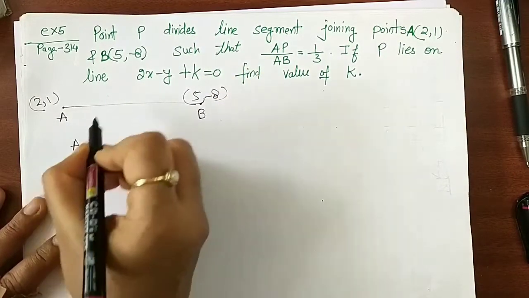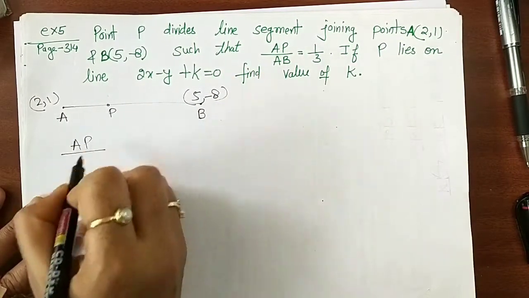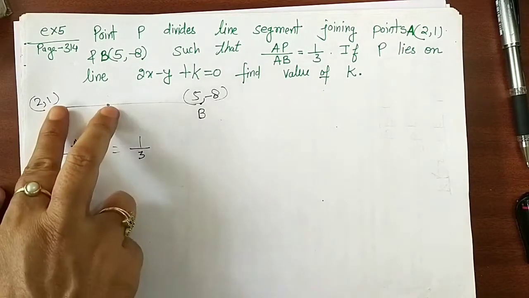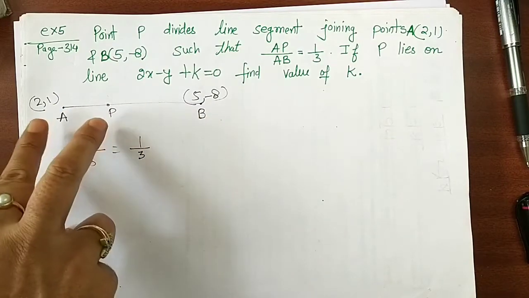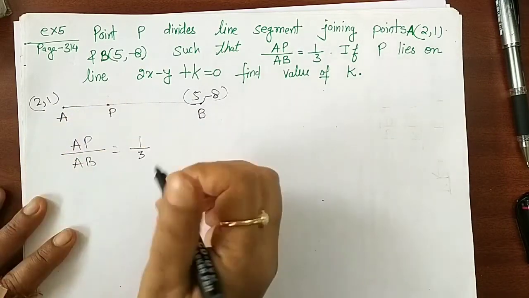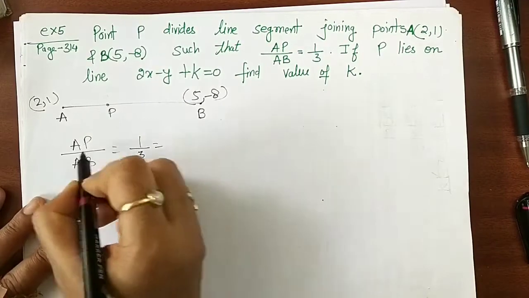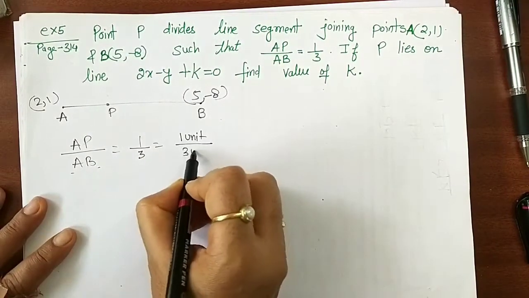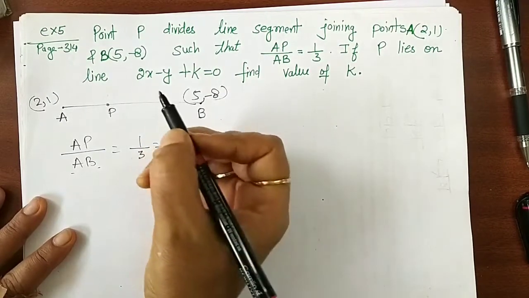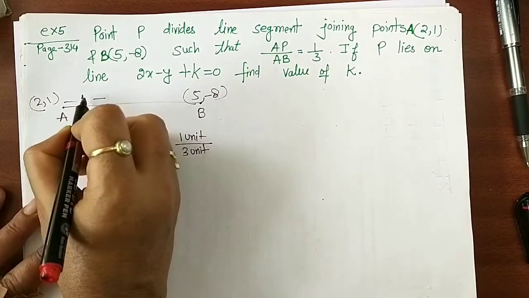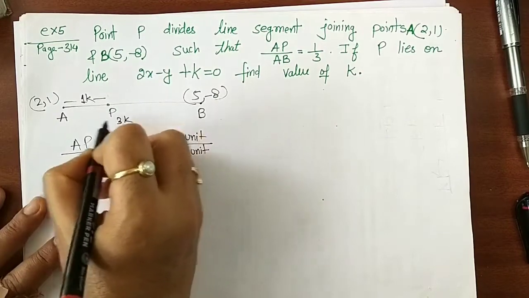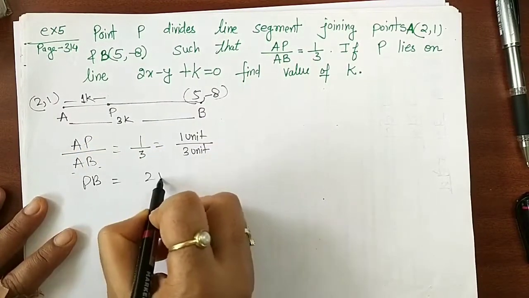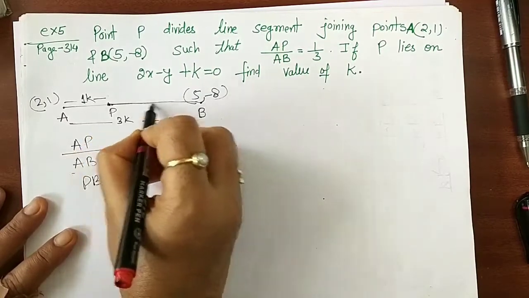So you have to find a point P such that AP by AB is 1 by 3. AP and AB. Remember, they are not given AP by PB. They have given AP. So suppose you can consider AP is 1 unit and AB is maybe 3 units. Understood? So AP is, suppose, 1K and this is 3K. So PB has to be 2 units. I hope you understood by logic.